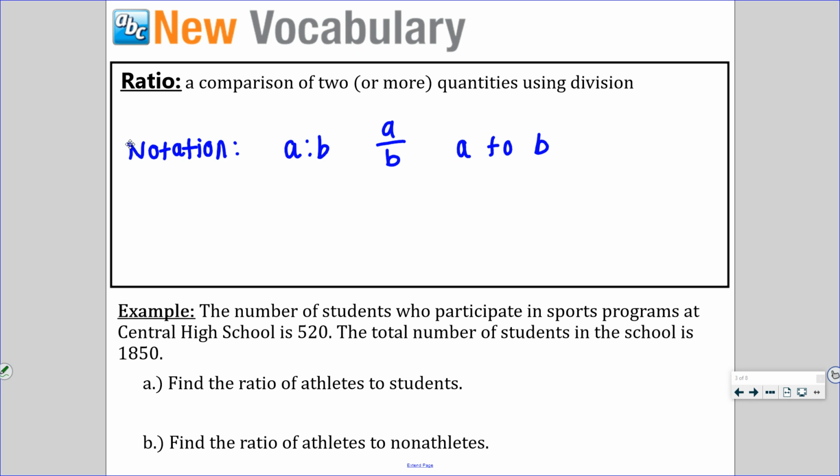You always want to simplify your ratios unless stated otherwise. So if you write it as a fraction, obviously it's exactly the same as simplifying a fraction. So you always want to simplify the ratio if you can. All right. Let's do an example.